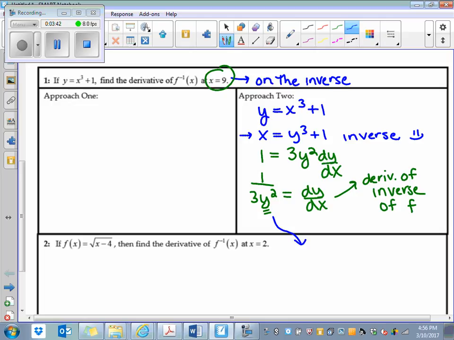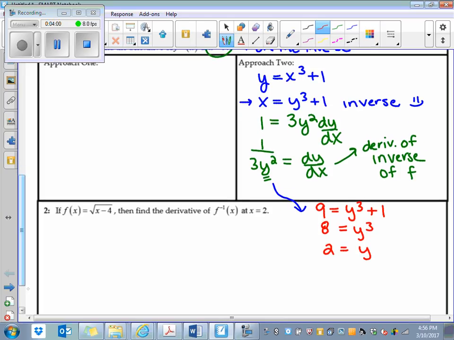I'm going to come over here and do a little more work. So, that means that 9 equals y cubed plus 1. So 8 is y cubed. So 2 is y. So my 1 over 3y squared, that was dy/dx, derivative of the inverse, becomes 1 over 12, right? 3 times 2 squared, 2 squared is 4, times 3 is 12. Yay, we love derivative of the inverse.